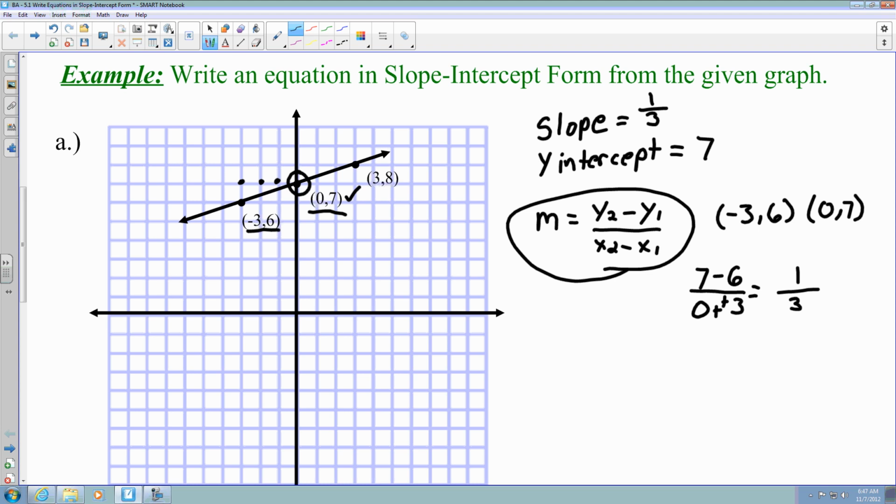Now all we have to do is plug in our newfound slope and y-intercept into our y equals mx plus b equation. So for this particular example, y would equal 1/3 x plus 7.